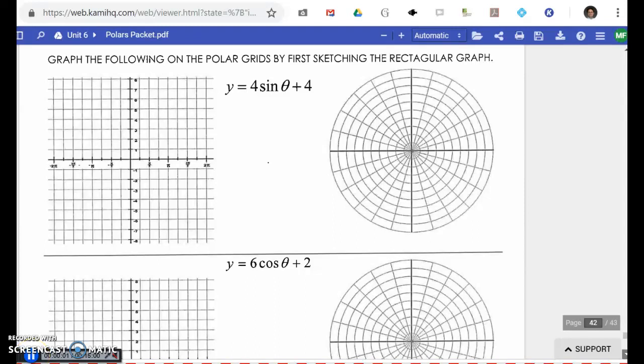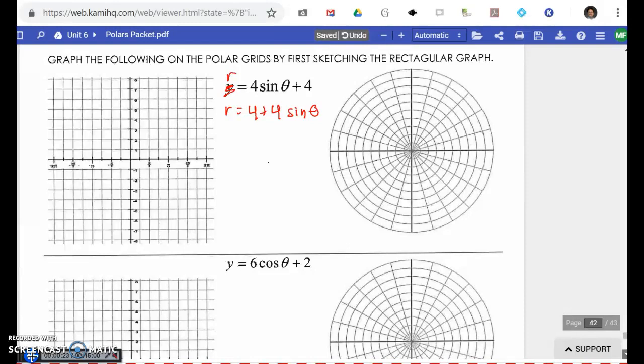All right, now we're going to go through the graphing section of the polar test. First note that all these y's are supposed to be r's. I don't know why that happened, but I've got our equation r equals 4 sine theta plus 4, and in class we usually had it written this way too: r equals 4 plus 4 sine theta. Exact same equation, just rearranged.